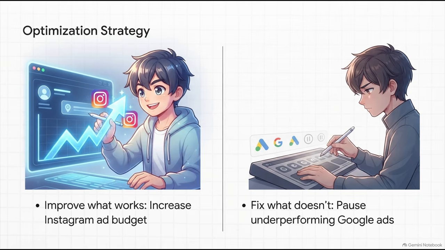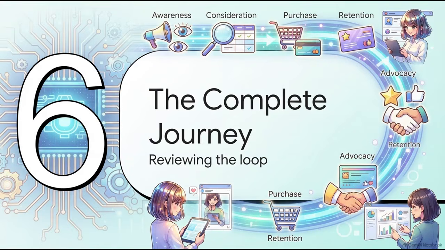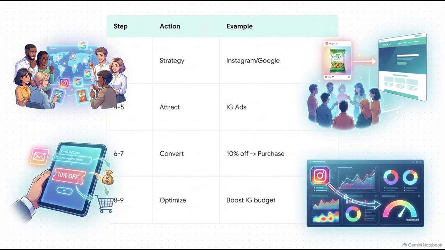Okay, let's take a step back and look at the big picture. Section 6, the complete marketing journey, reviewing the loop. So, reviewing the entire flow we just covered. Steps 1 through 3 were the strategy phase. GreenLeaf set a goal to sell snacks to adults and chose Instagram and Google. Steps 4 and 5 were all about attracting. They ran Instagram ads pointing to a specific landing page.